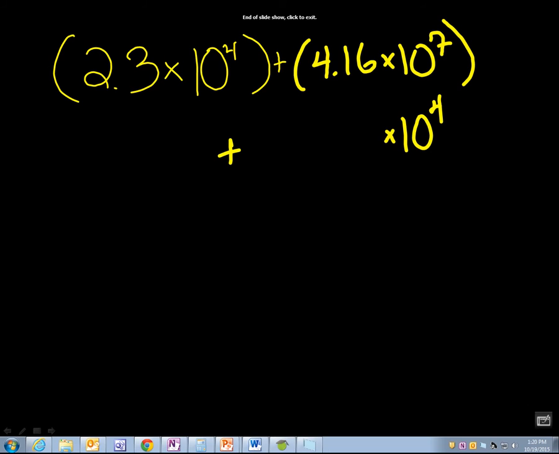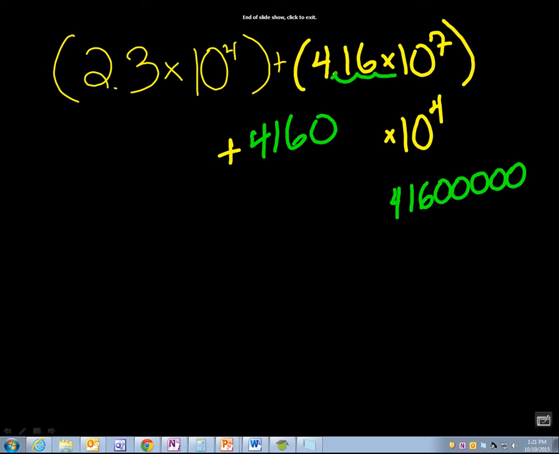Since my exponential value is getting smaller, that means that my decimal has to move to the left or right? To the right. 1, 2, 3 spots. So I now have 4,160 times 10 to the fourth. I'm going to verify that I'm doing that right here. So I have 1, 2, 3, 4, 5, 6, 7. 4,160 times 10 to the fourth. 1. Let's see here. Okay, then 1, 2, 3, 4. Good. I know that I did that right.